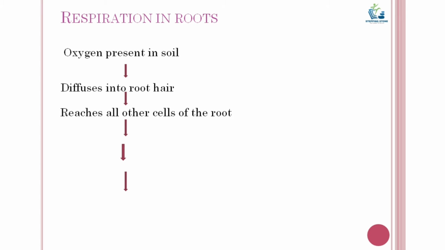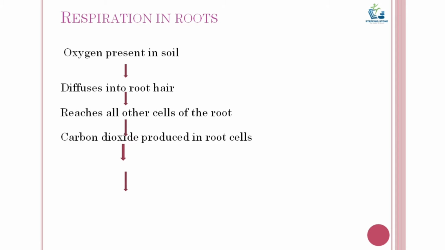Now, respiration in plants takes place separately in its roots, leaves and stems. So first we will see how respiration in roots takes place. Oxygen is present in between the particles of soil. Now this oxygen diffuses into the root hairs of the root, and then it reaches all other cells of the root.